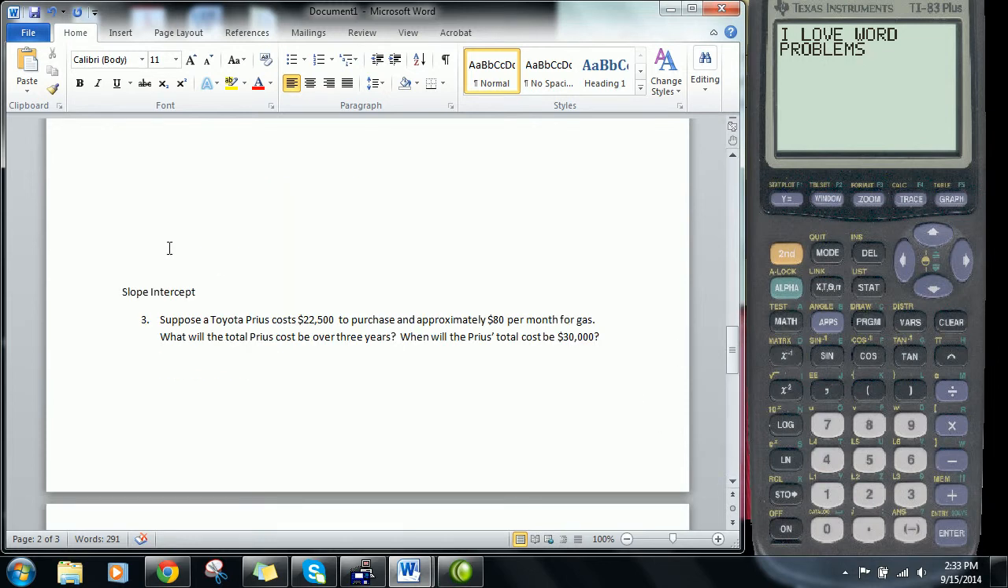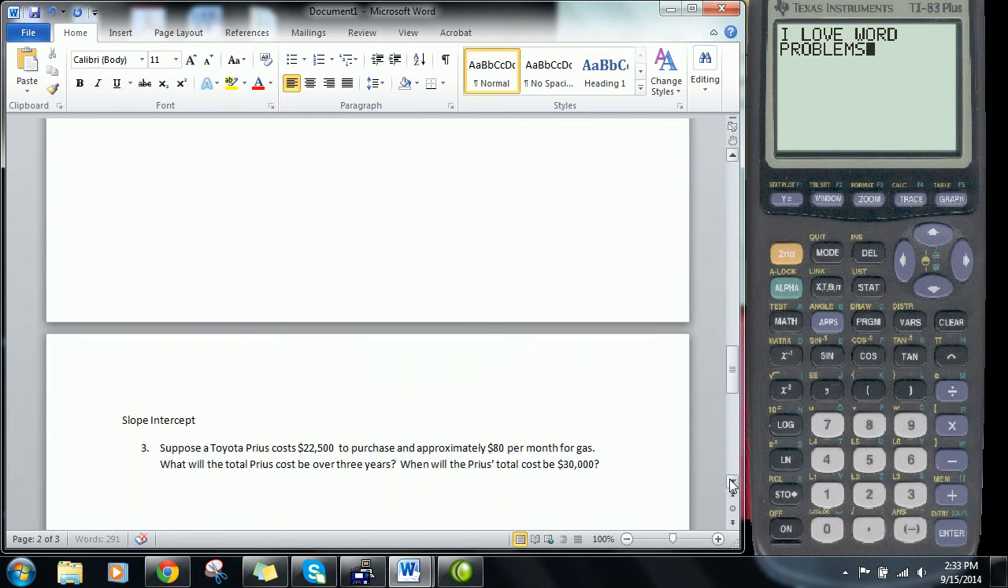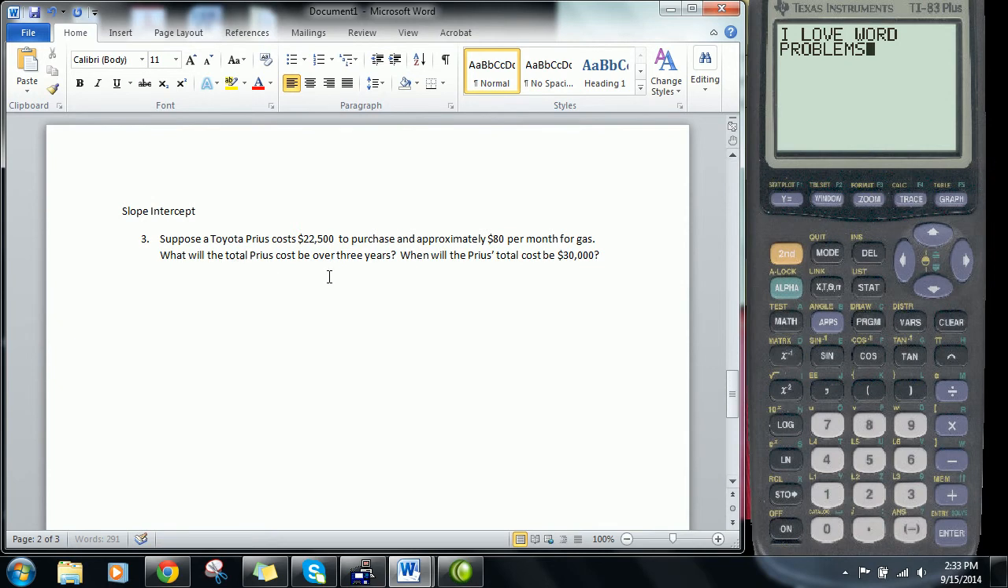Moving on. This one is in slope-intercept form, and let's see if we can pick that up. Okay. Suppose a total Prius costs $22,500 to purchase, right? That's kind of your startup cost. And then an additional $80 per month for gas. Now that word per should kind of give me a good hint that 80 is the slope, right? That's what slope is, rate of change, right? What will over the years? So here's my cost function.